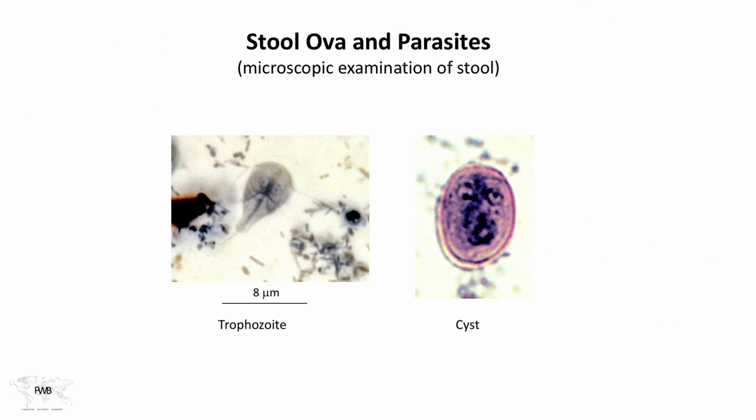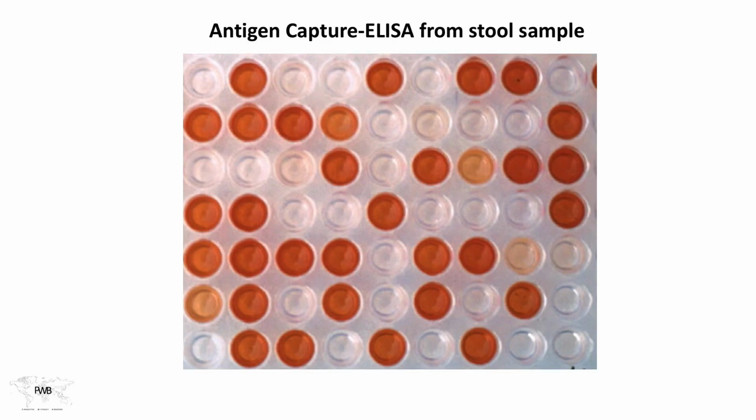Here we show you a stool O&P, ova and parasites, a microscopic examination of the stool with the 8-micron trophozoite, as well as the cyst stage. I must say, of all the modalities, this is the most visually pleasing. We have the antigen capture ELISA. This is just sort of showing an example where we're looking for an indicator or color change, often to tell us whether or not the antigen is present. Also going to tell us to some degree quantitatively.